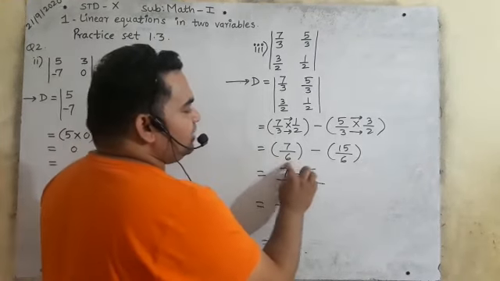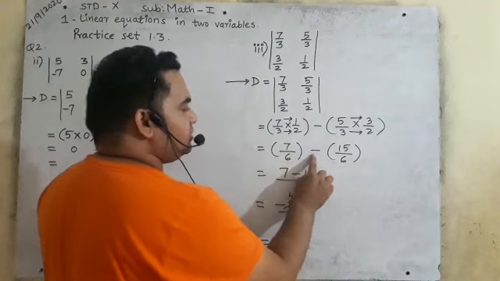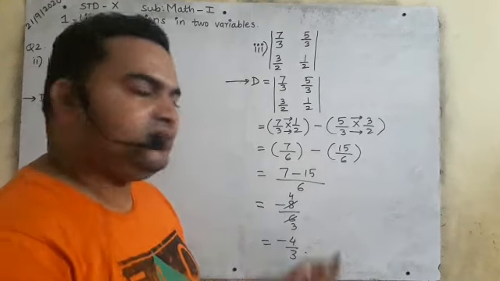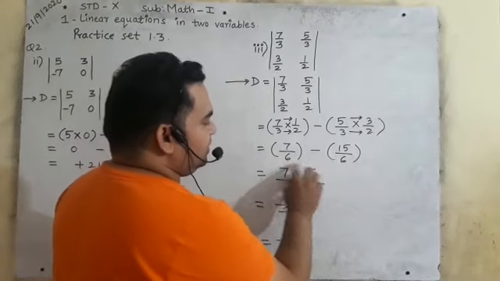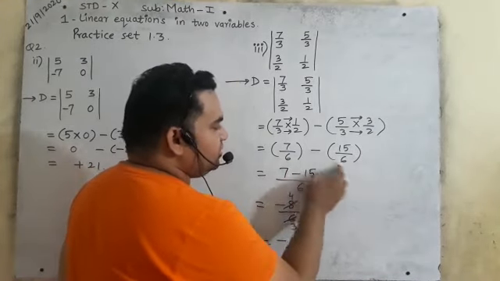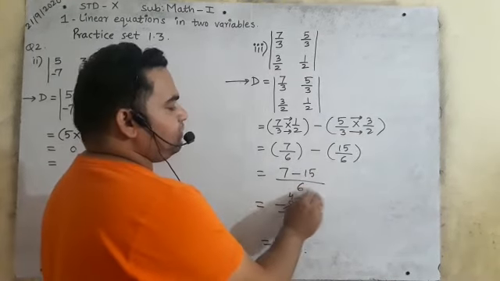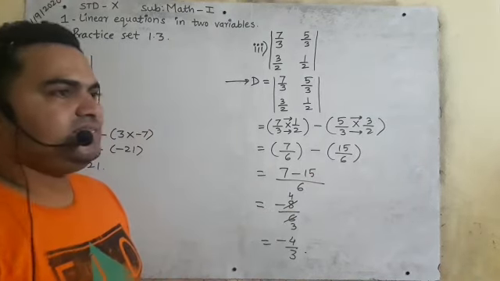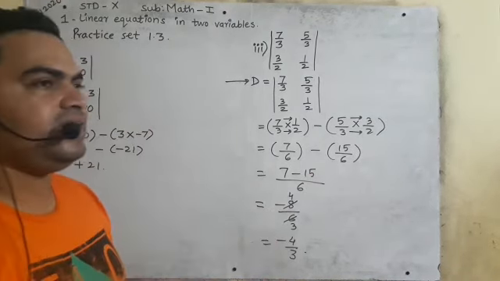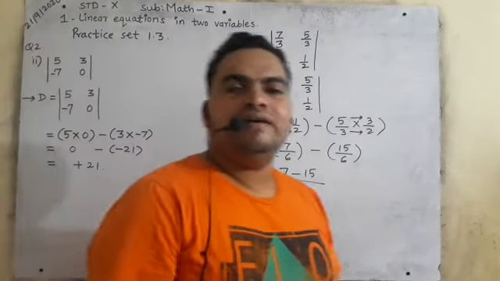Okay. Can you see the denominator is the same, 6, and there is a subtraction. Subtraction is possible when the denominators are the same. So 7 minus 15 upon only one 6, because the denominators were the same. 7 minus 15 is minus 8 upon 6. 2 threes are 6, 2 fours are 8. So the answer is minus 4 upon 3. So this is how we have to find the determinant.